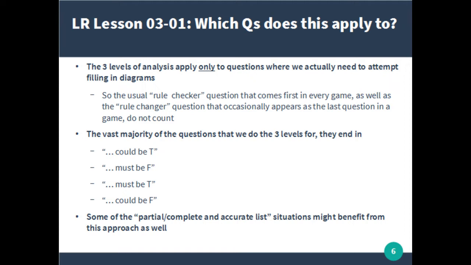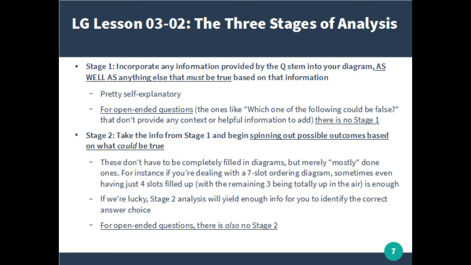And just as a final note, some of the other question types, the partial and complete and accurate list situations, might benefit from this approach, but still the bread and butter of the 3-stage analysis is going to be the could be true, must be false, must be true, could be false that we just listed out here. So let's start with defining what the 3 stages actually are.